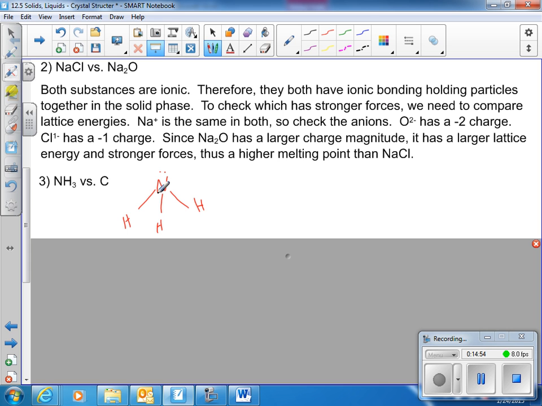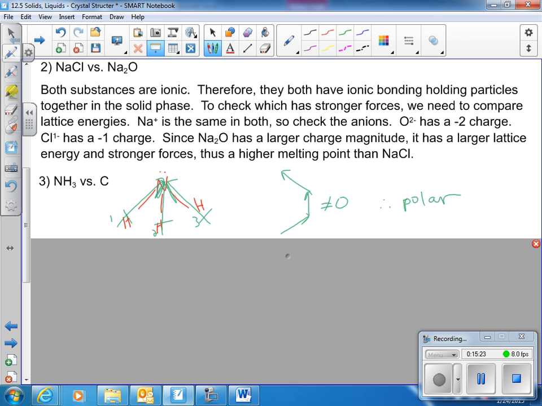And then we have to put on our bond dipoles. N is more electronegative than H, so we're going to put on our bond dipoles pointing to the N. Now we're going to add up our bond dipoles. I'm going to start with number 1, number 2, number 3. Start on the left and just add them. Same direction, same size. That does not equal 0, therefore this is polar.